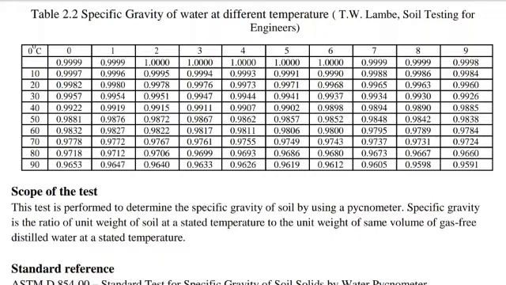Scope of the test. This test is performed to determine the specific gravity of soil by using a pycnometer. Specific gravity is the ratio of unit weight of soil at a stated temperature to the unit weight of same volume of gas-free distilled water at a stated temperature.